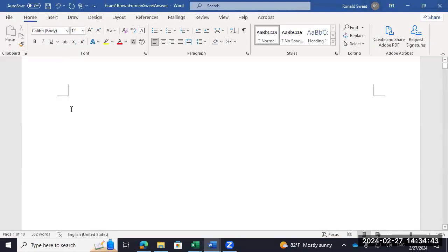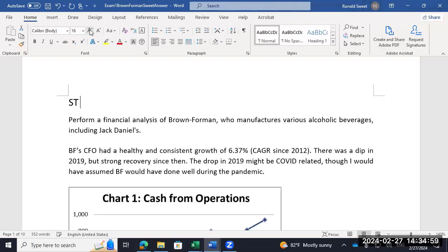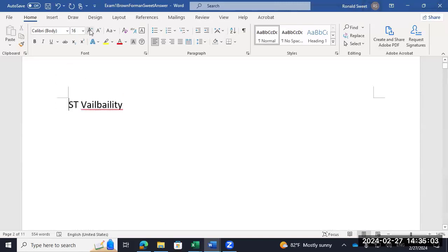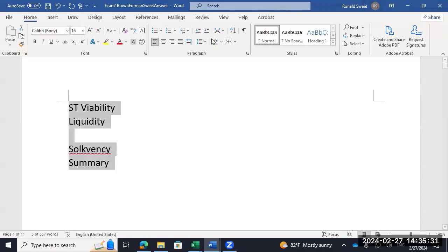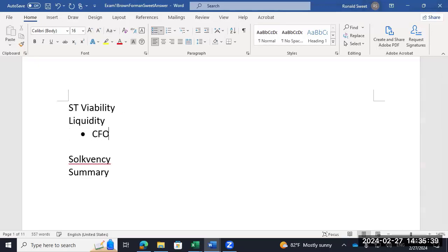Now, I'm going to try to convince you that paper one wasn't as hard as some were trying to make it. So before we do the team case, let's do a summary of it. So you have short-term viability. There we're looking at liquidity, solvency, and a summary. So your first one should be really straightforward. Sorry, Bill Gates does this strange thing where he has all these extra spaces. So the first one's real simple. It's CFO growth.